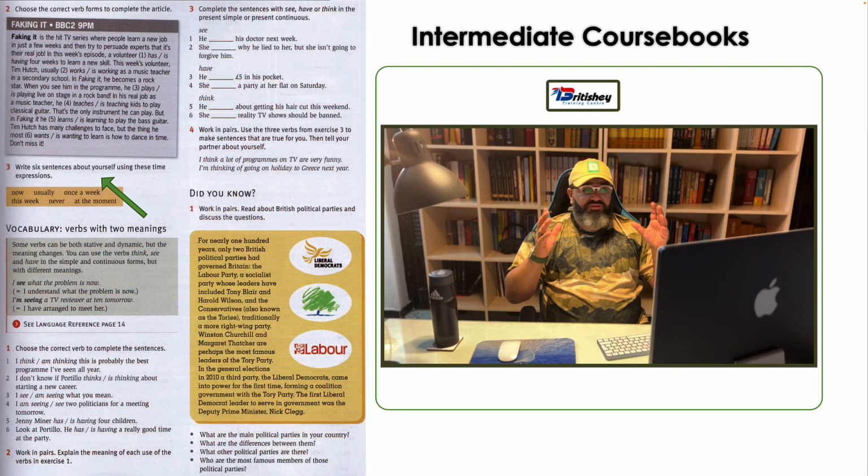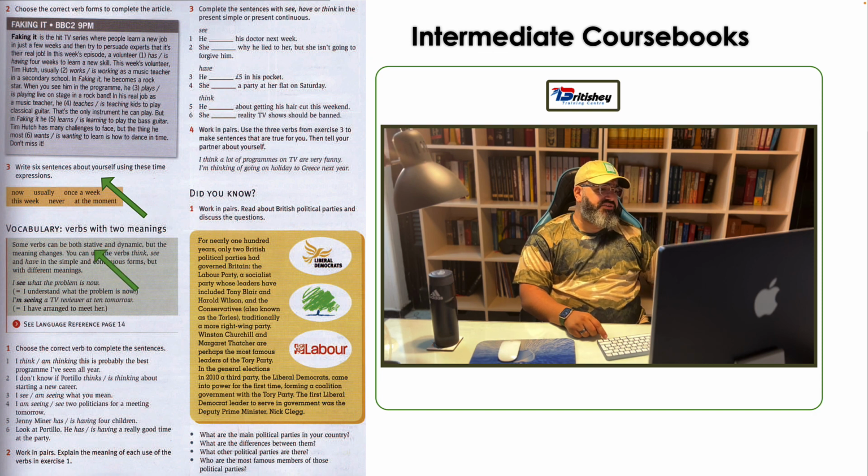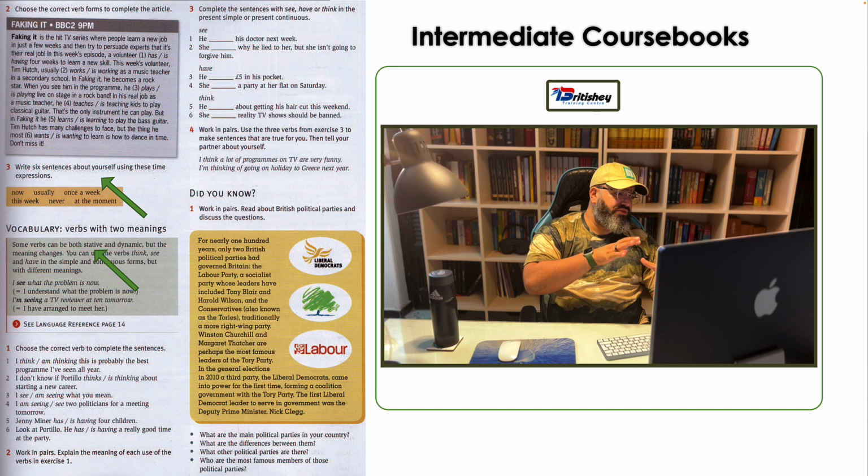Right. Now let's move to the coming vocabulary lesson here. And here we are, and it says verbs with 2 meanings. Some verbs can be both stative and dynamic, but the meaning changes. Lovely. So how do we write this main aim?